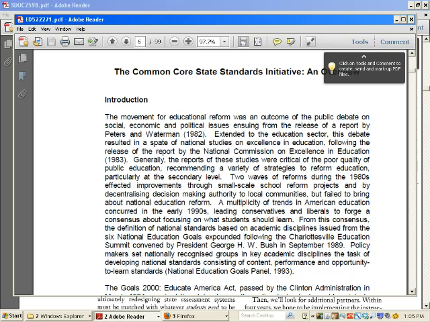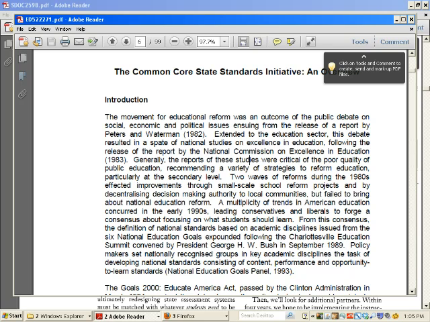Two waves of reforms during the 1980s, effective improvements through small-scale school reform projects. A multiplicity of trends in American education concurred in the early 90s. So you don't really see much federal reform in the 80s. Is that a good thing or is that a bad thing? Well, I was a product of the school system of the 80s and early 90s, and I thought the school systems were pretty good.